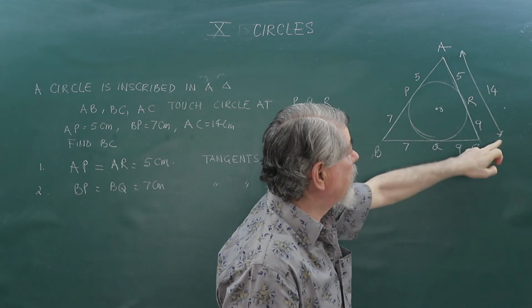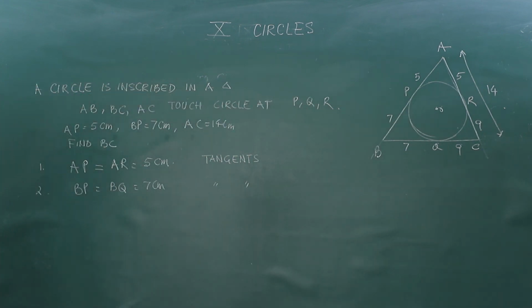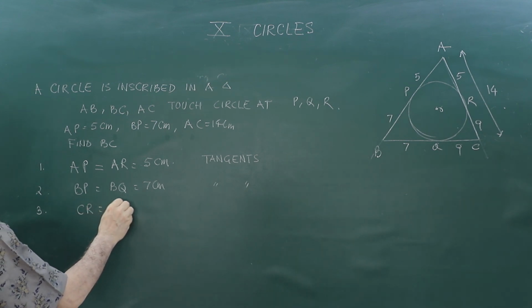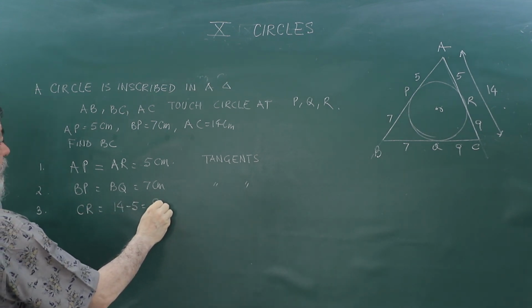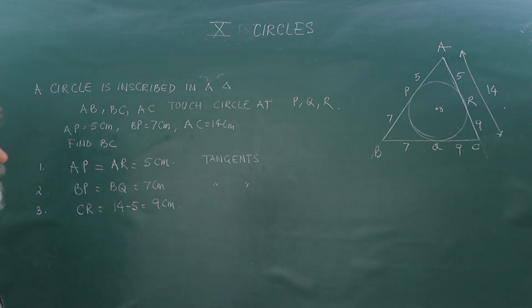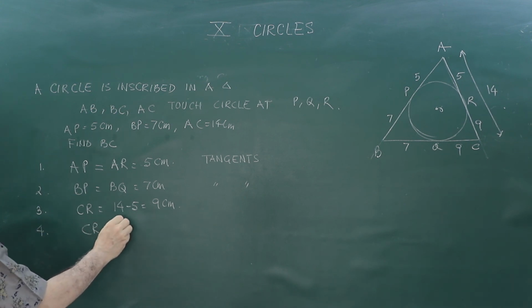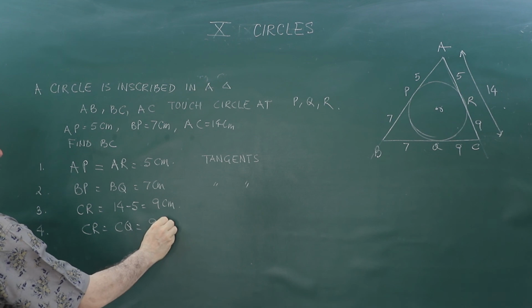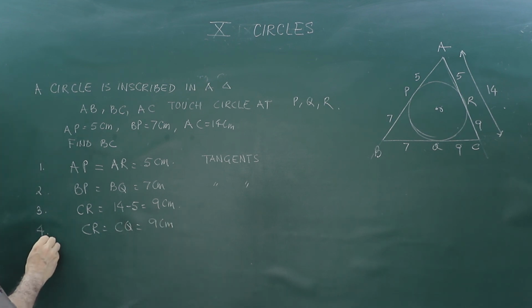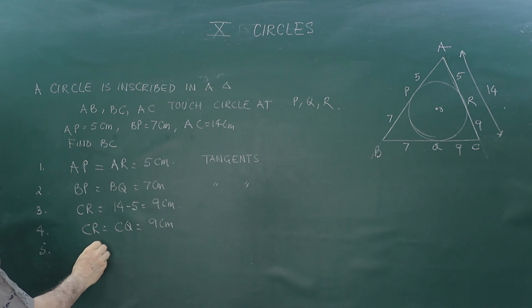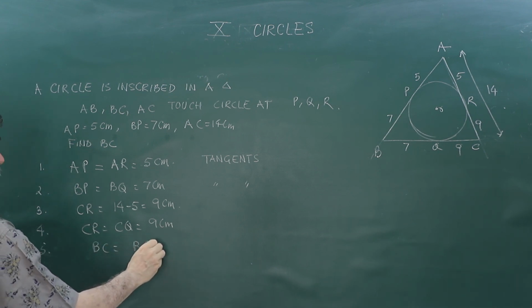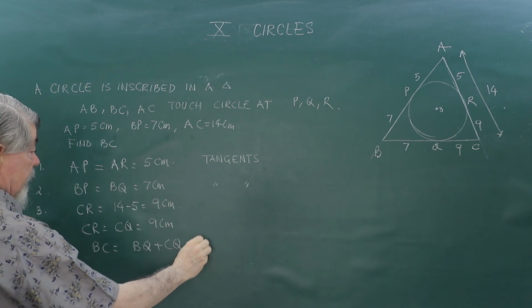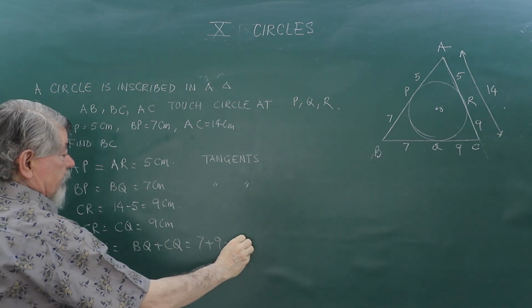This total line length AC was 14 centimeters. So I can calculate CR. CR will be 14 minus 5, that is 9 centimeters. And CR will be equal to CQ, which will be 9 centimeters. Hence, if you want to calculate BC, BC is BQ plus CQ, that is 7 plus 9, 16 centimeters.